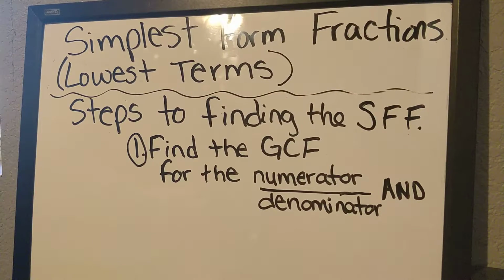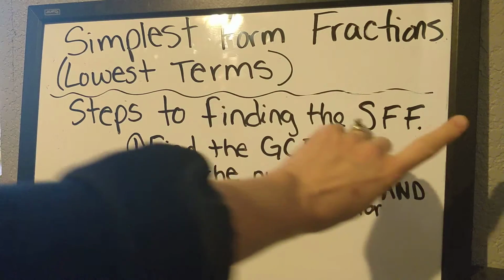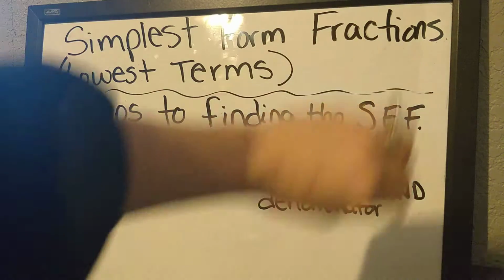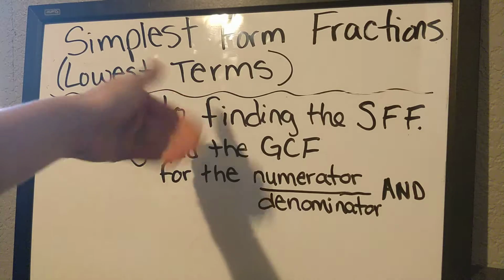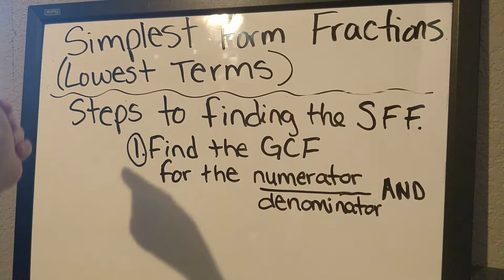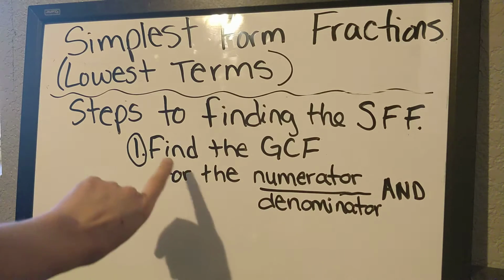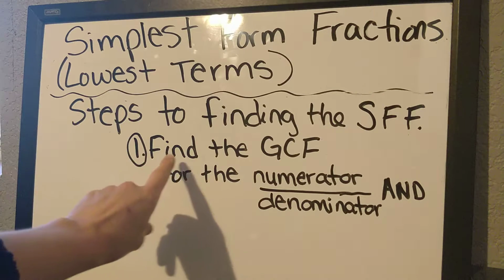Step 1. Steps to finding the SFF. I'm just calling it that. That's not its technical term. Simplest form fraction, or they also call it lowest term. Put this in lowest term. Okay, there are steps to finding this simplest form fraction. The lowest you can go.